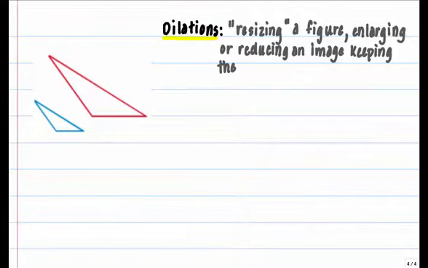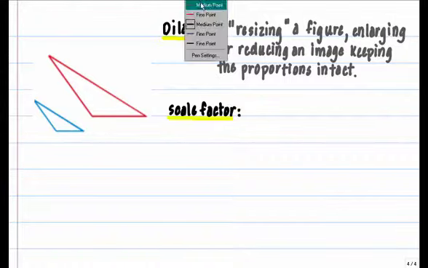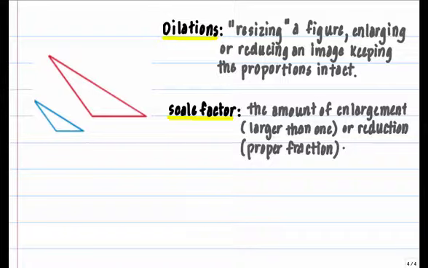One of the things we need to know before we perform a dilation is the scale factor. In other words, the amount of enlargement or the amount of reduction we're going to make on our original figure. If we enlarge our figure, the scale factor will be a number greater than 1. If we reduce the size of our original figure, then our scale factor will be a fraction, a proper fraction, where the numerator is smaller than the denominator. Scale factors are always positive numbers.